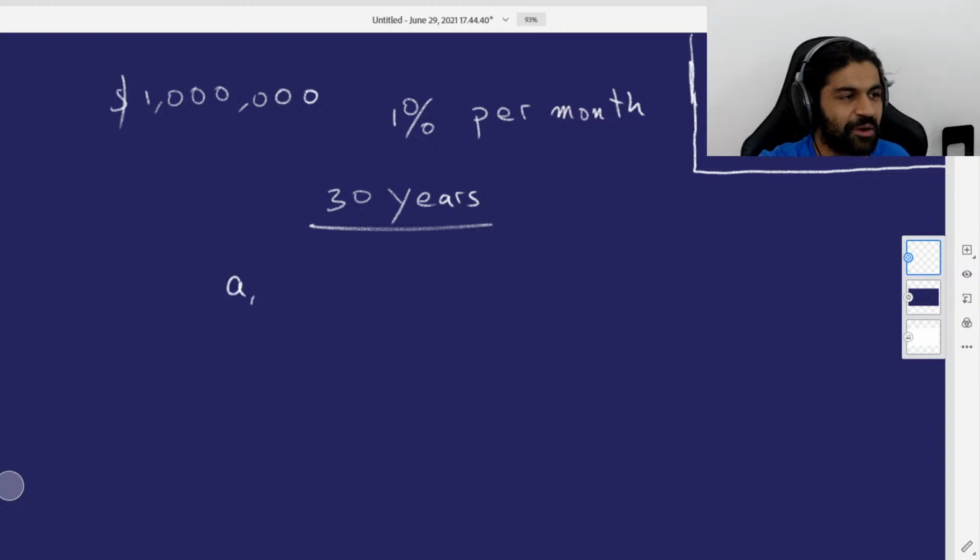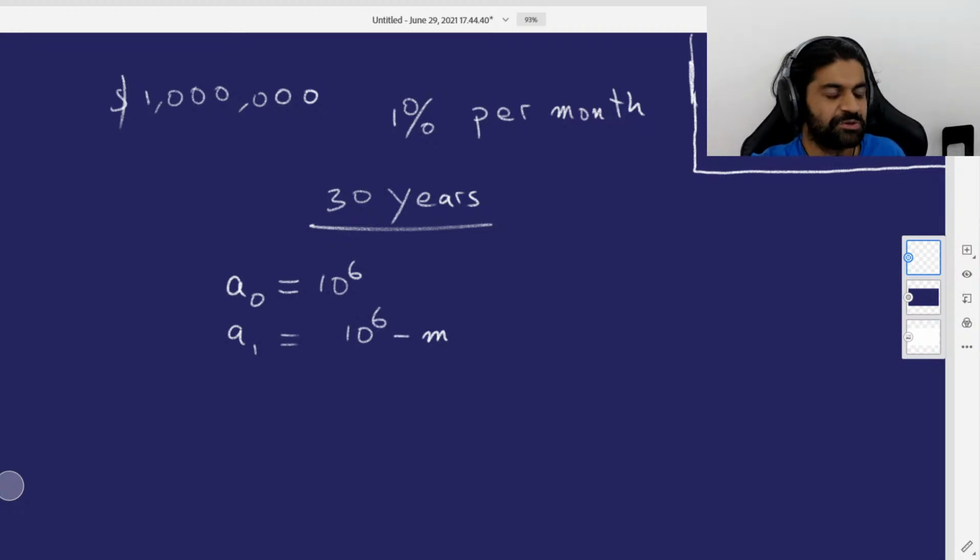So the amount that you owe at the start. I'm going to just define a recursively occurring sequence. So A0 at the very start is going to be 10 to the 6, right? $1 million. And now what happens in the first month? Well, in the first month, you do 10 to the 6 minus M. So let's say M is your monthly payment.